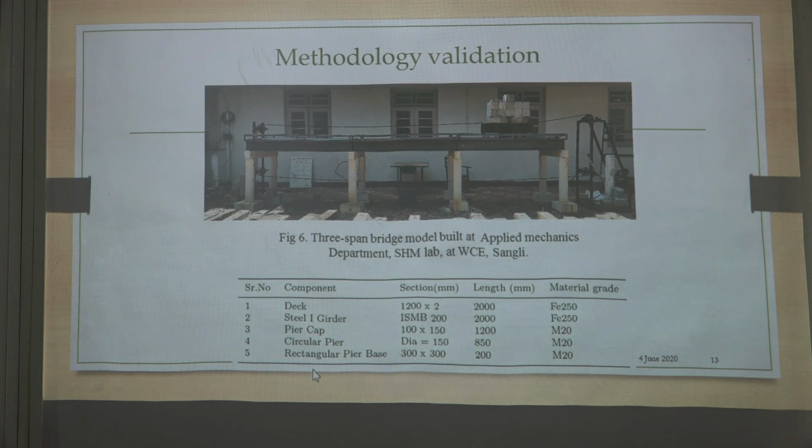We have the circular pier of length 850 and a diameter of 150, made of M20 grade concrete. We have the rectangular pier base of 300 by 300 as a base, which has a 200 mm length, made of M20 grade. So, here you can see that this prototype has been constructed, and we are actually moving a trolley vehicle on this prototype from one end to the other end by having this winch kind of arrangement or pulley kind of arrangement, you can say.